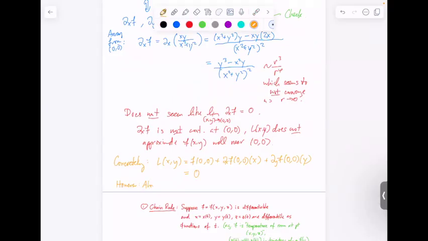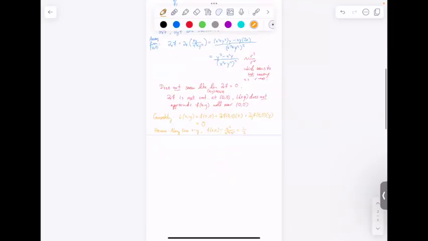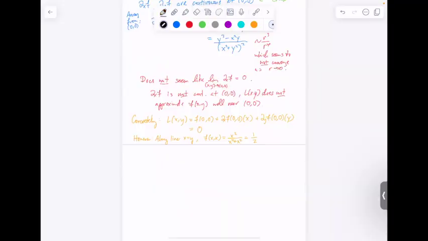However, let's say along the line x equals y, f at, when y is equal to x, this is equal to x squared over x squared plus y squared, right? So this is 1 over 2. And so what we have here is this function is not even continuous at (0,0). This is not equal to f at (0,0), which is equal to 0.